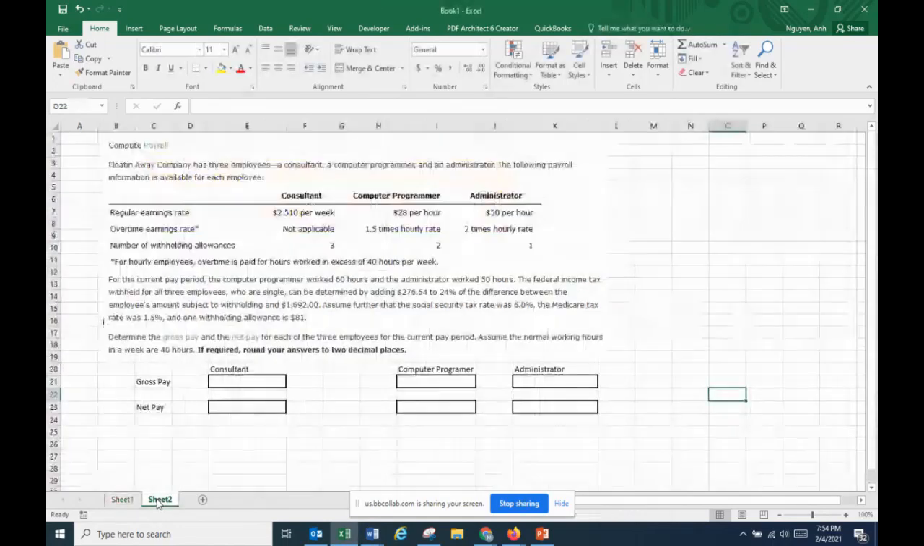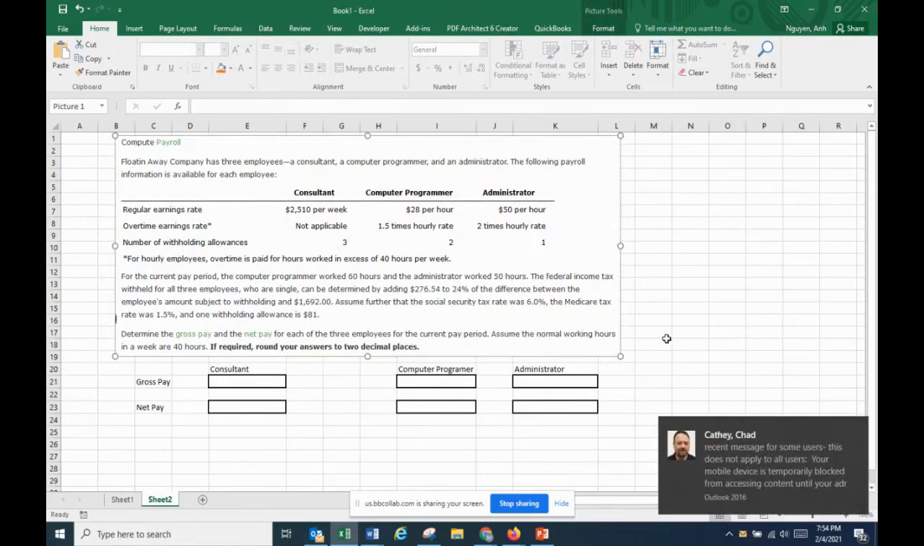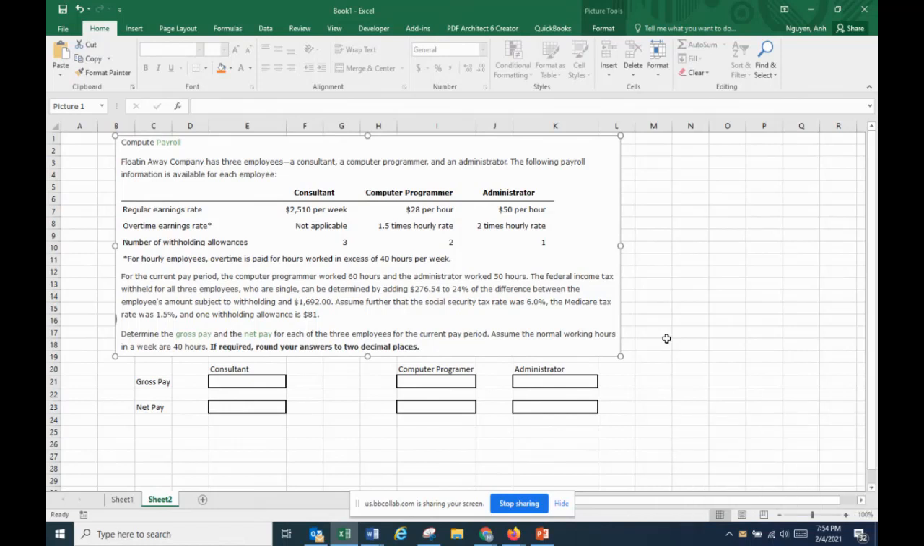Okay, let's jump to this one. All right, let's go over this one. Looks complicated because there are a lot of words and information here. What do we have to do here?